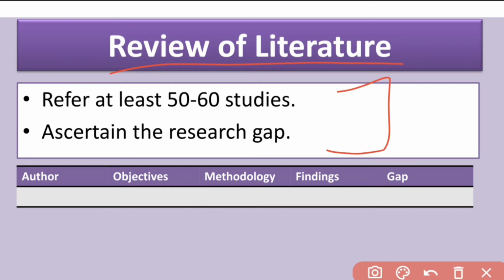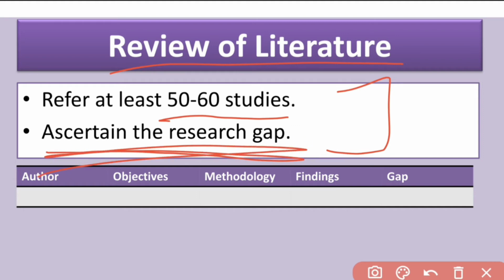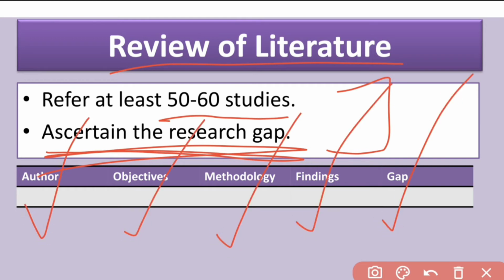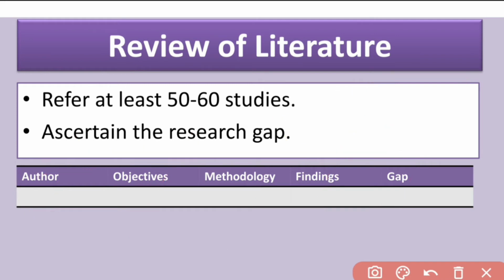But you need to study at least 50 to 60 studies for it, and to whom will it benefit. So while researching, I try to ascertain the research gaps. What do I do for every study? I take the author, objective, methodology, findings and the gap. By doing so, it becomes easy for me to write comprehensively the research gap.